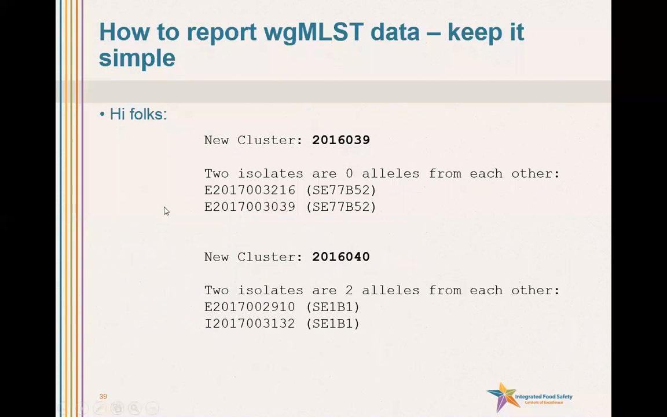So here is how we report these data. Again, we could stick with a very simple scheme of reporting data, the slide I showed. So we can simply report results the same way I showed you before, where we just say here's a cluster, and these 2 isolates differ by 0 alleles, or for the cluster on the bottom, these isolates differ by 2 alleles.